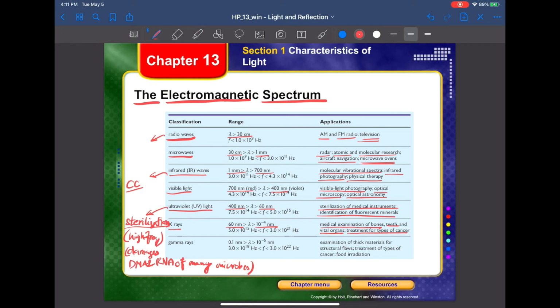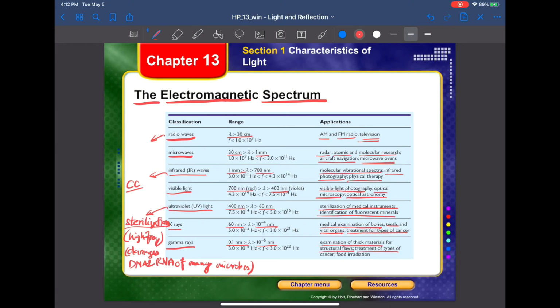So they make sure to check random samples using hard X-rays. What hard X-rays do is they show if there are any defects inside the metal. And the final one is gamma rays. Gamma rays are used generally from 0.1 nanometers to 10 to the power negative 5 nanometers. They are generally used for examination of thick materials for structural flaws.